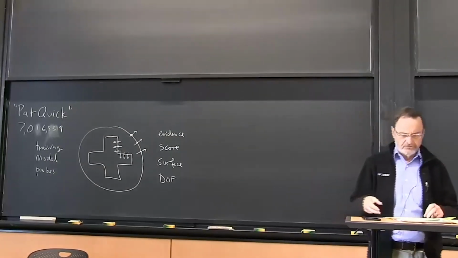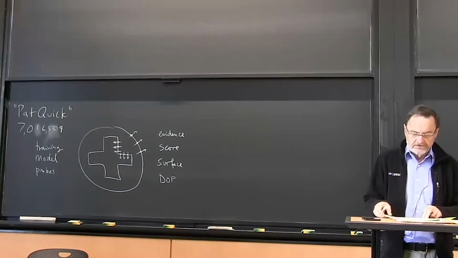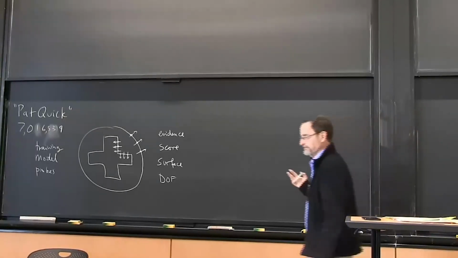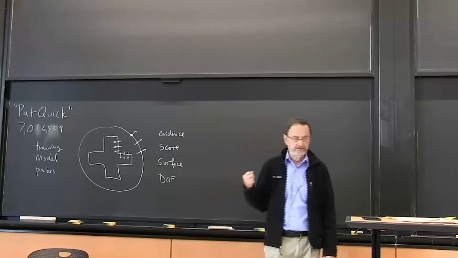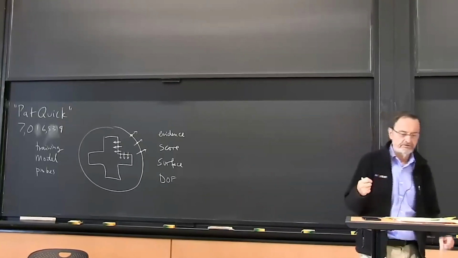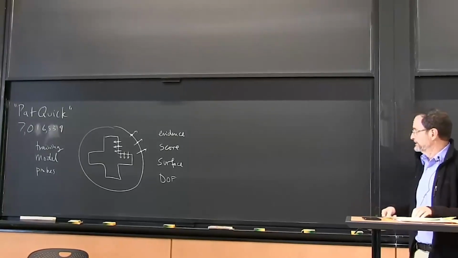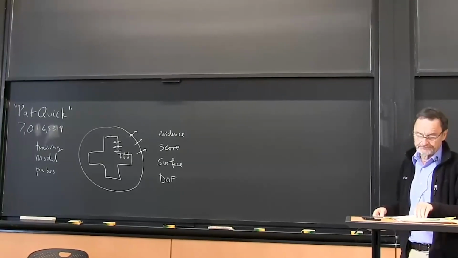So normalized correlation was expensive and couldn't handle more than 2 degrees of freedom, translation. Well, this method is looking at very few points in the image, and so it can afford to deal with a large number of degrees of freedom.